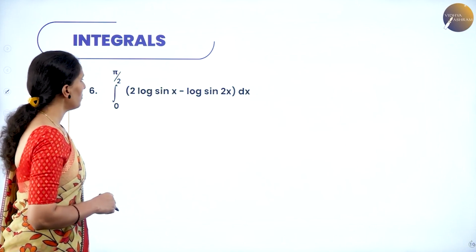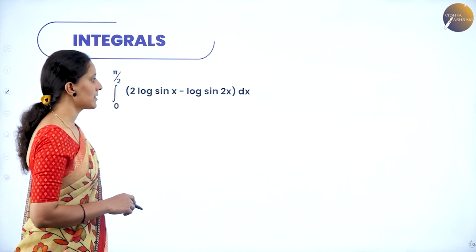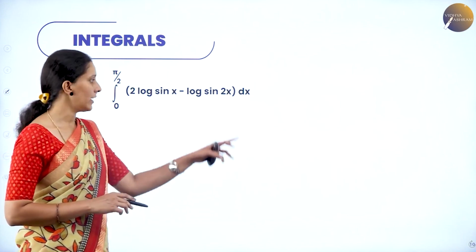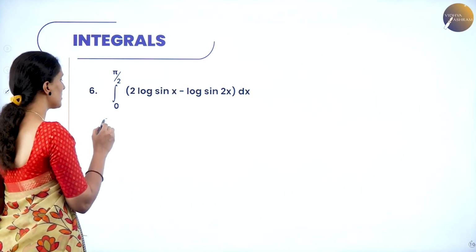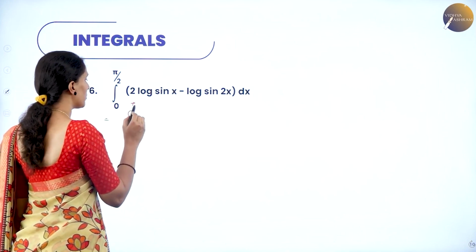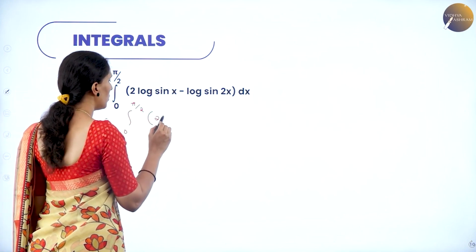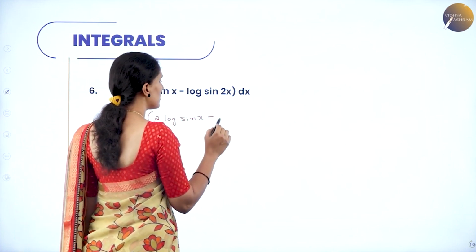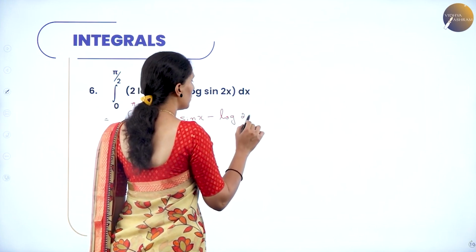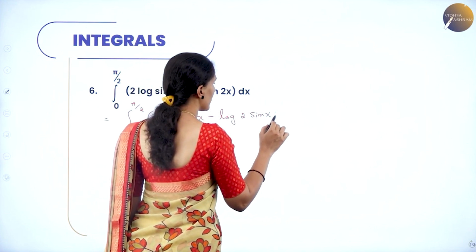Next, the integral from 0 to pi by 2 of 2 log sin x minus log sin 2x dx. First, put the value for sin 2x. What happens? The integral from 0 to pi by 2 of 2 log sin x minus log of 2 sin x cos x.